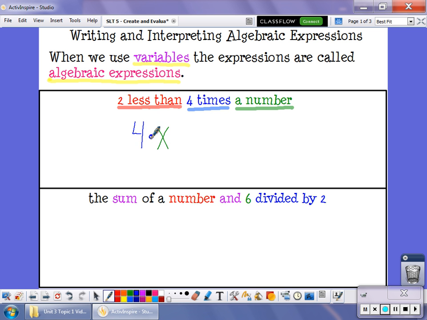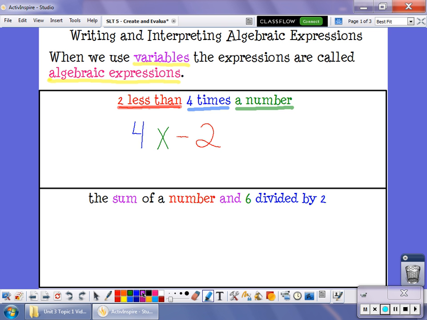Now I could put a little dot in here to mean multiplication, but I'm going to show this just using the 4 and the x side by side, because when you have a number and a variable side by side like this with no symbol in between it, it means multiply. So now I've written 4 times a number, but what I really want is 2 less than that. Well, that means I'm going to have to subtract 2 once I get my product of 4 times the number. So this shows 2 less than 4 times the number.